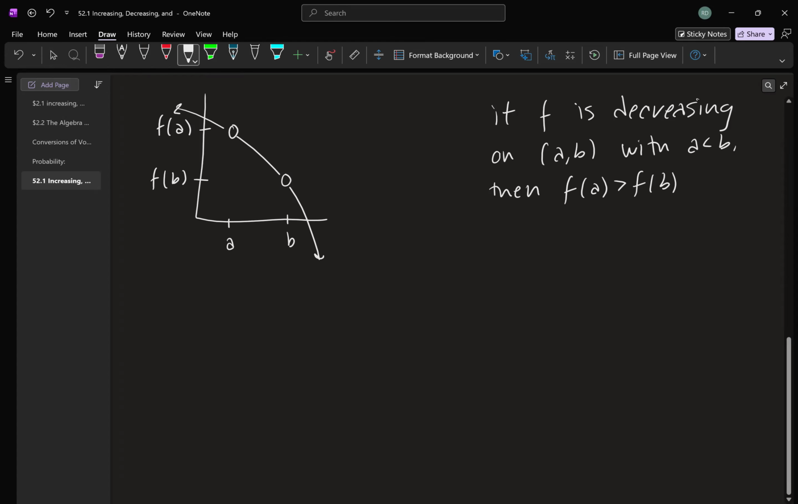And finally, if they are constant, a constant function is going to be our horizontal line. You'll see that no matter which 2 points we choose, the y values are going to be the same.